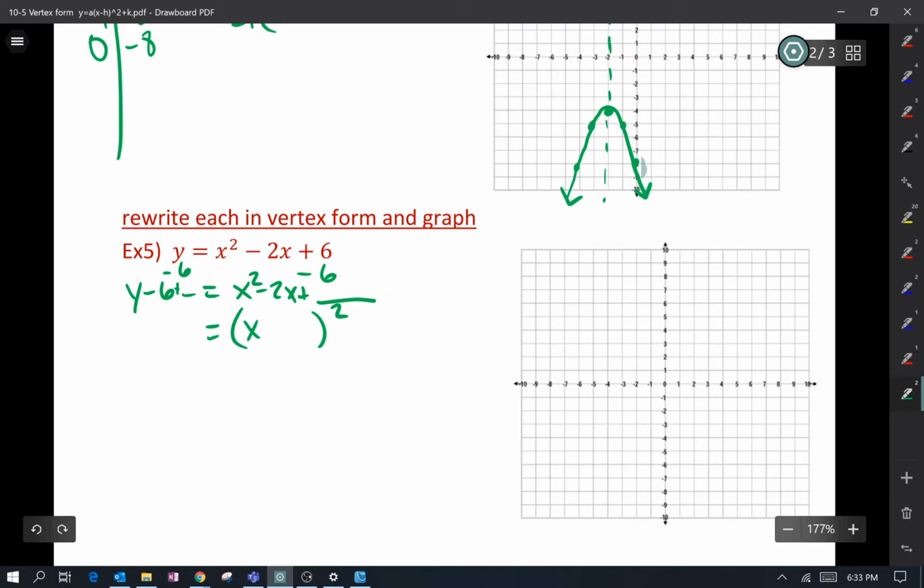Remember what we did. That's going to be x. Take half of negative 2, negative 1. Square it is 1, right? So I'm going to add 1 to both sides. So what do I end up with? I end up with y minus 5, right? Is equal to x minus 1 squared.